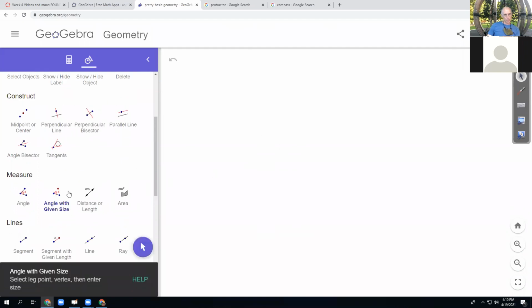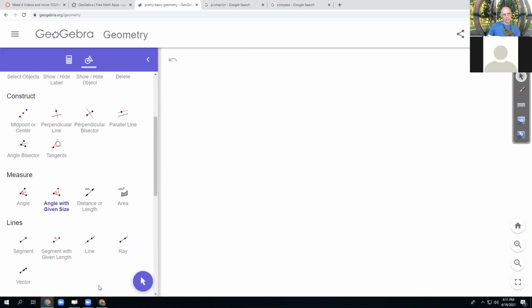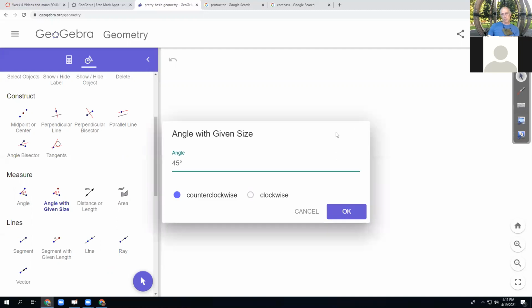So the way it works is, again, when you click on it, it tells you select a leg point, select the vertex, then enter the size. And by that, they mean the size of the angle. So the vertex is going to be the second click. So if I start over here on the left and I go over here to the right, it's going to make that angle coming out of that second point B.